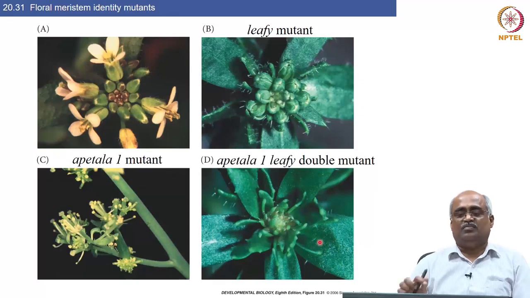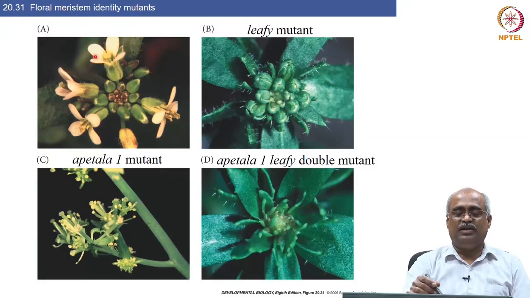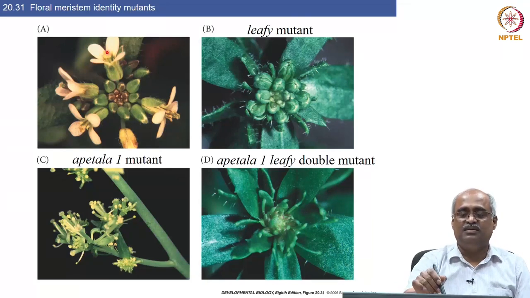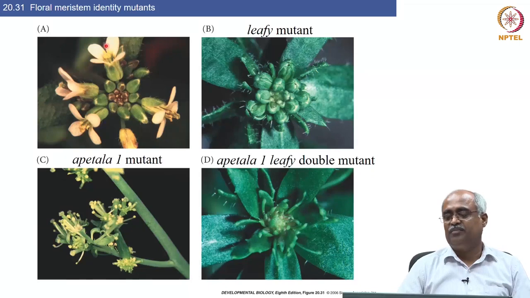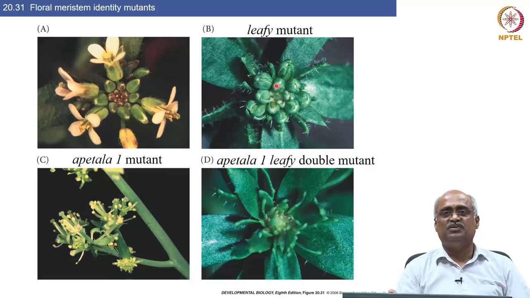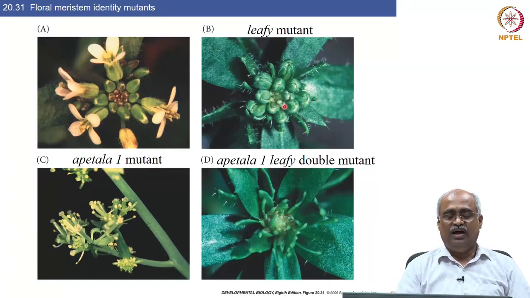So they are shown here. This is the Arabidopsis wild type flower. You have the nice petals and sepals, and the stamen is visible there. And this is the leafy mutant. It does not produce all the required genes to make proper floral meristem on the side, on the axis. And here you have apetala 1 in its mutant. Clearly the calyx and corolla are missing, so the sepals and petals are not produced.